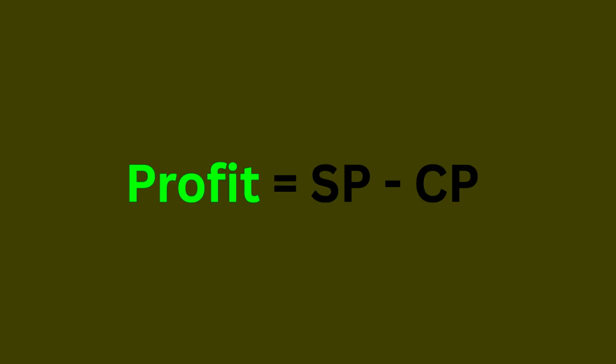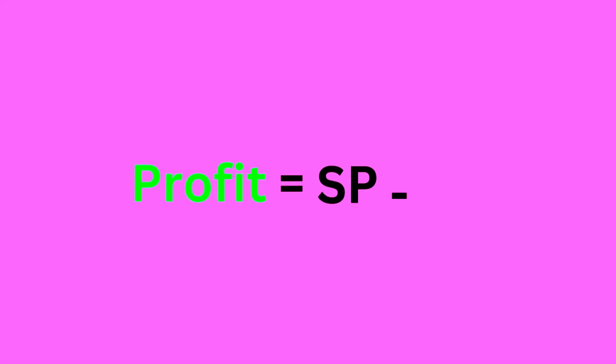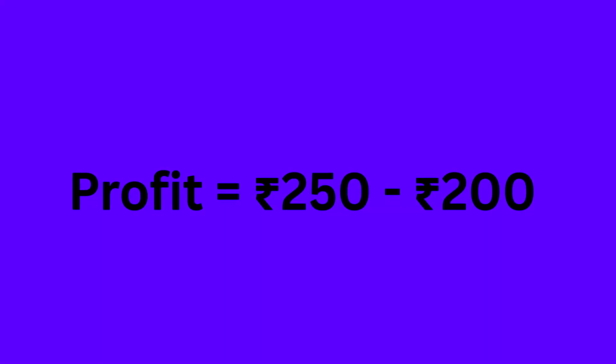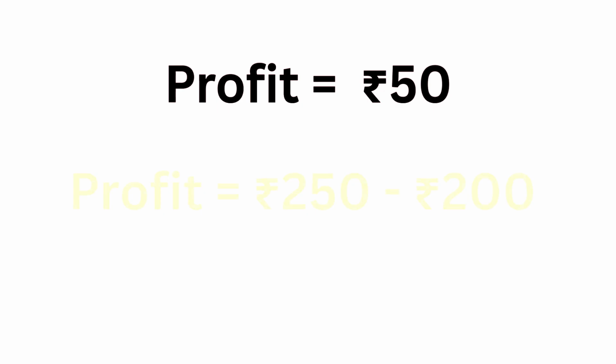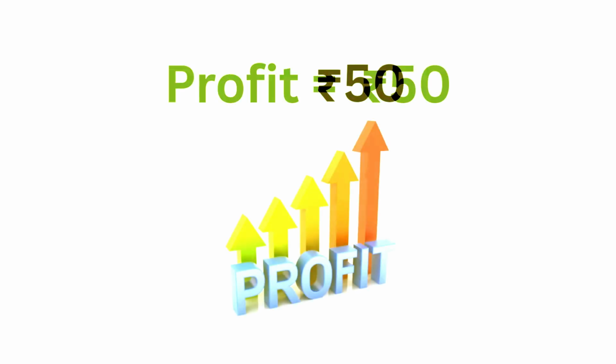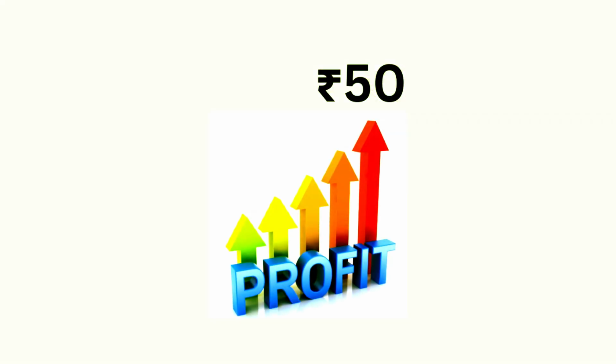Applied the correct formula. You correctly used the formula profit is equal to SP minus CP to calculate the profit. Perform the calculation. Your subtraction of 200 rupees from 250 rupees was accurate, resulting in a profit of 50 rupees. Therefore, Rani made a profit of 50 rupees on the dress.